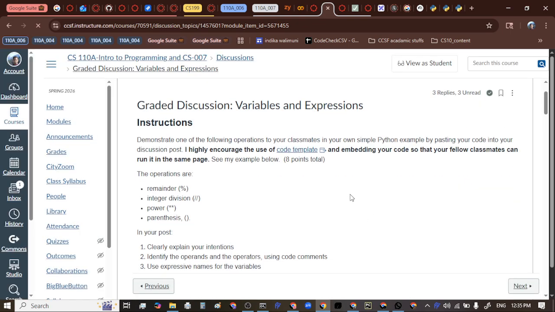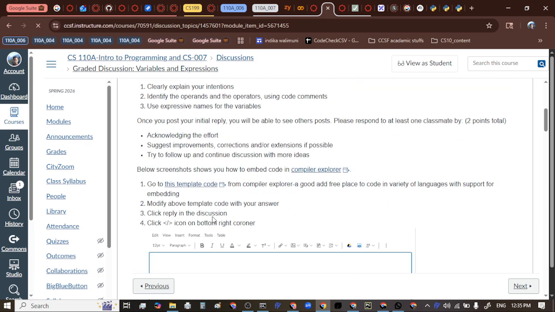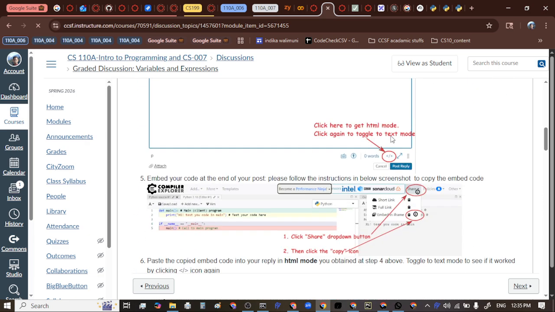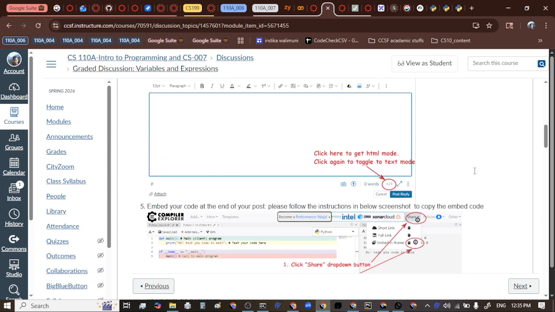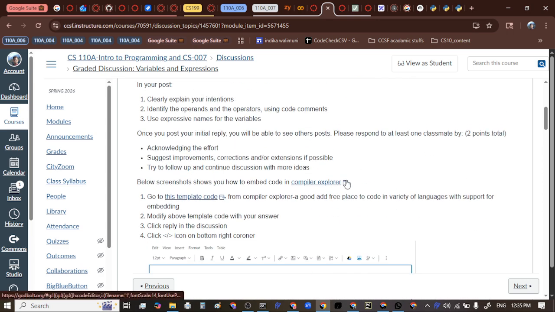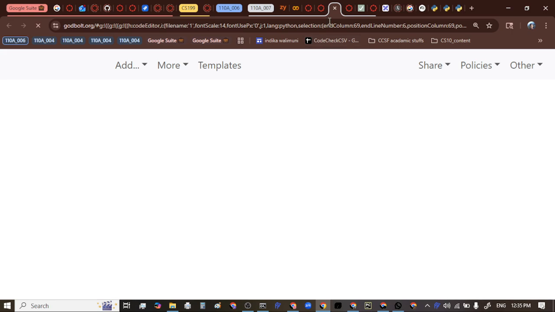So you pick, I think two. Did I ask two or one? One of the following operations. Okay. So pick one of the operations and demonstrate it for the class. And then you have to make a post out of it, and I have given you how to do that over here. So you can use Compiler Explorer and do it there.